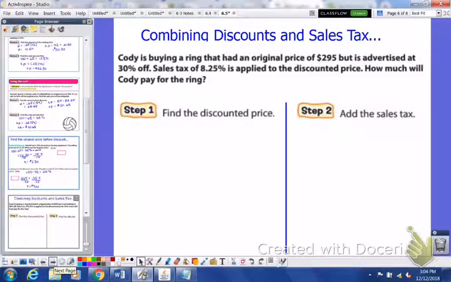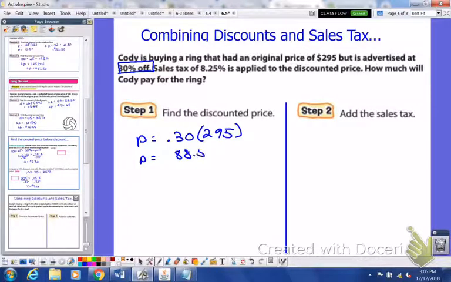Cody's buying a ring that had an original price of $295, but is advertised at 30% off. Sales tax of 8.25% is applied to the discounted price. How much will Cody pay for the ring? So this is a two-step problem. First thing we need to do is find our discount. Okay, so it's 30% off. So if I find what is 30%, so 0.30 of 295, so 0.3 times 295, so my discount, my part, I should use the D there, would be $88.50.